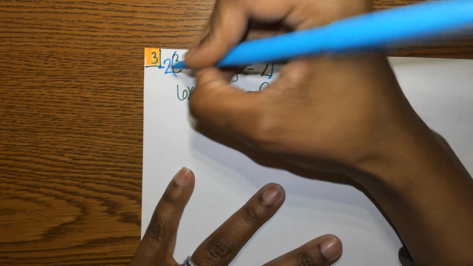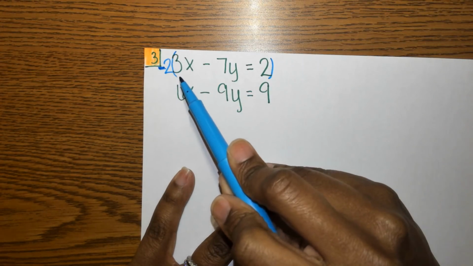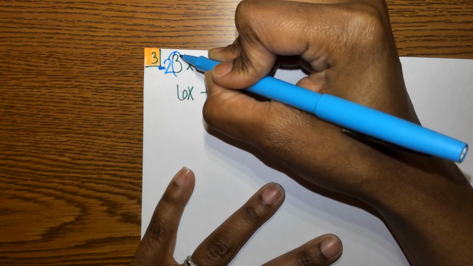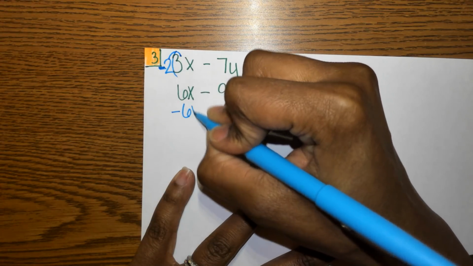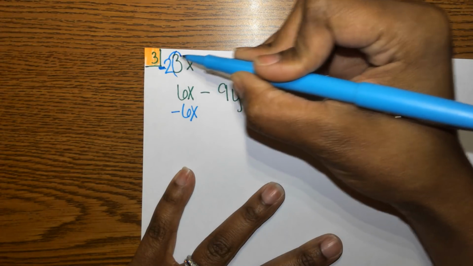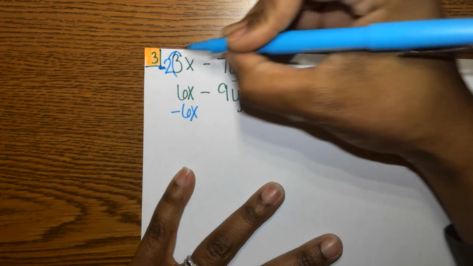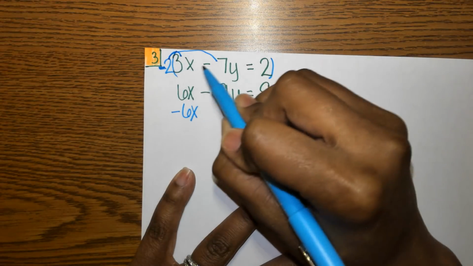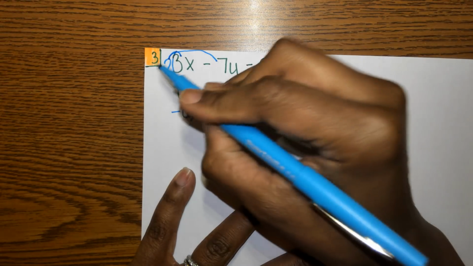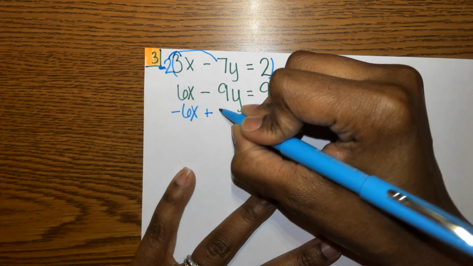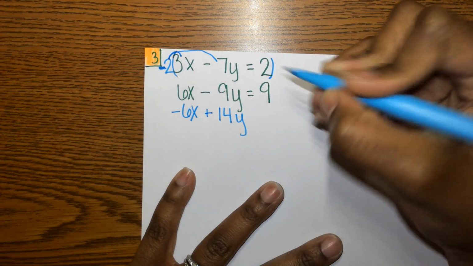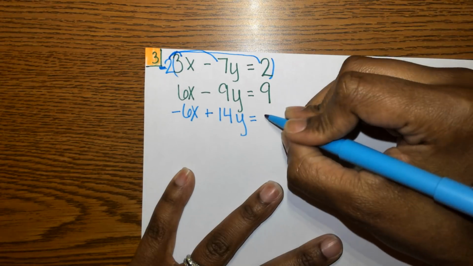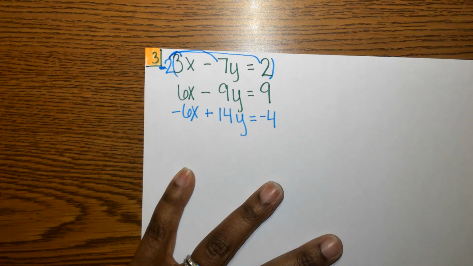If I multiply by negative 2, then I end up getting negative 2 times 3x, which is going to give me negative 6x. But remember, I have to multiply this across the whole equation because I need to keep the balance. So I have negative 2 times negative 7. Negative times negative is going to be plus. So negative 2 times negative 7y is going to be plus 14y. And then I have negative 2 times positive 2, so that is equal to negative 4.